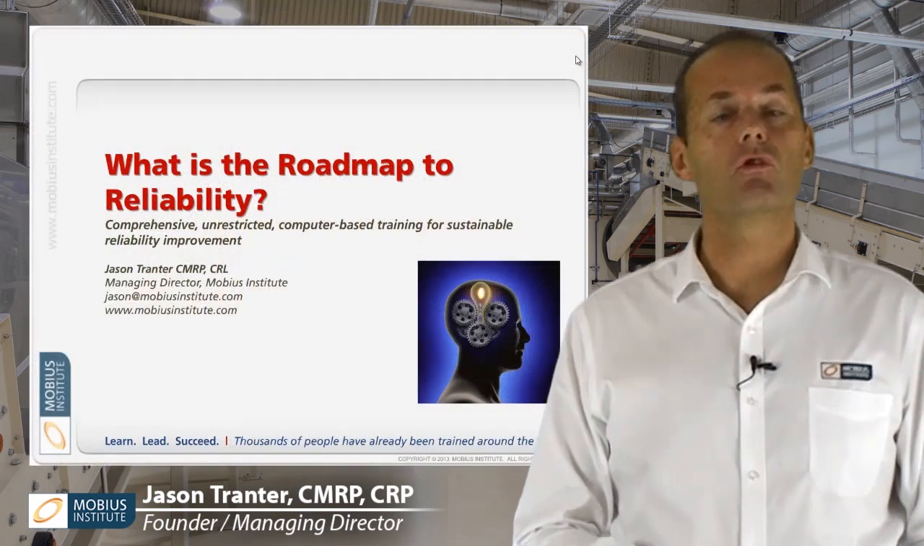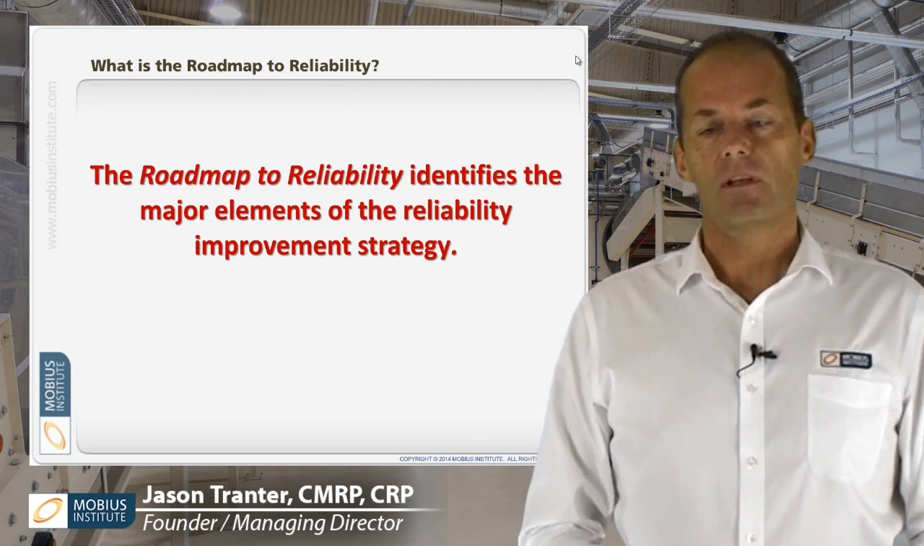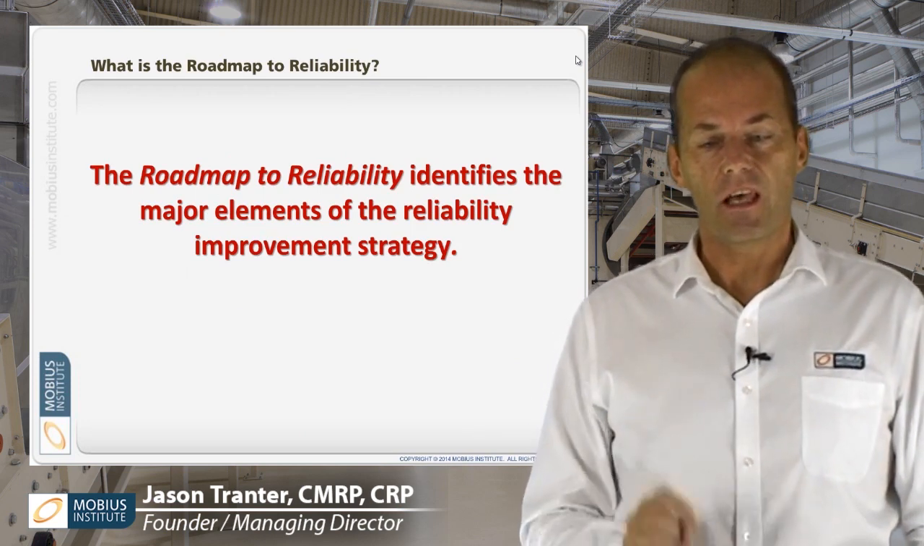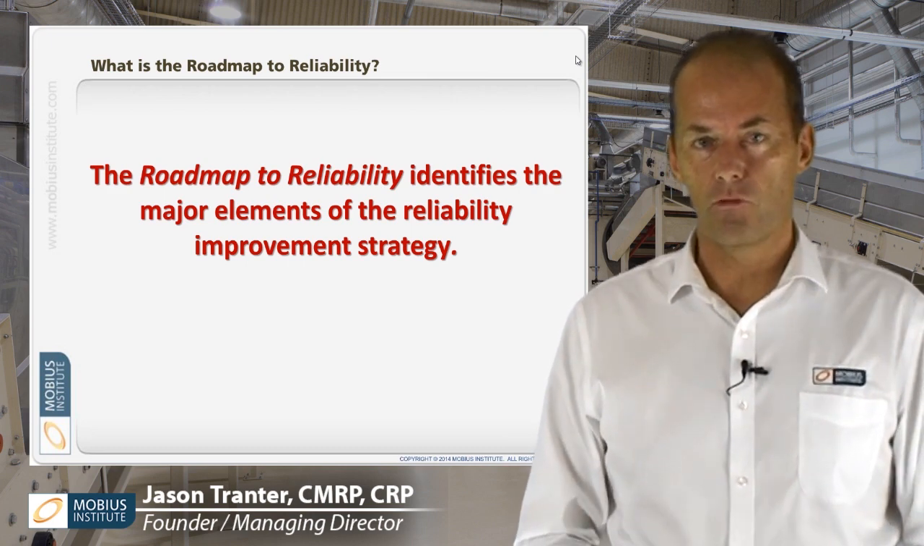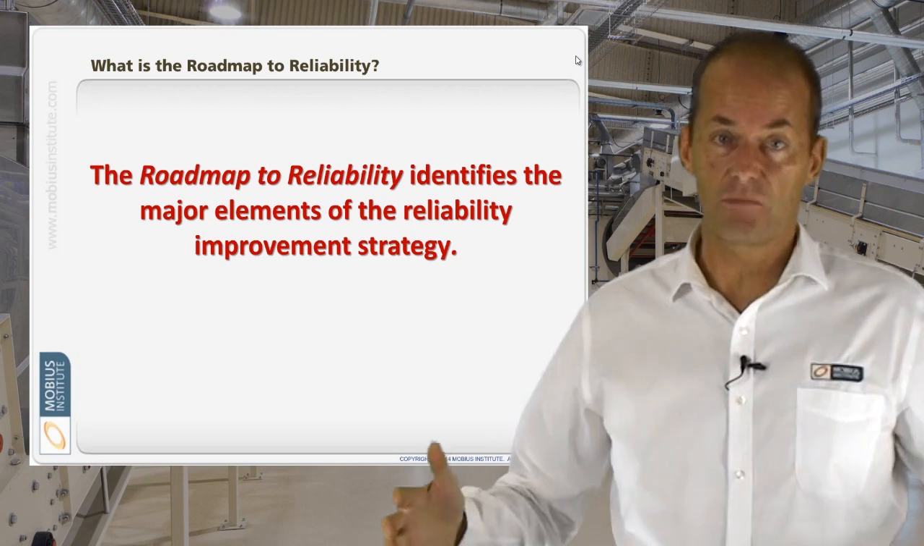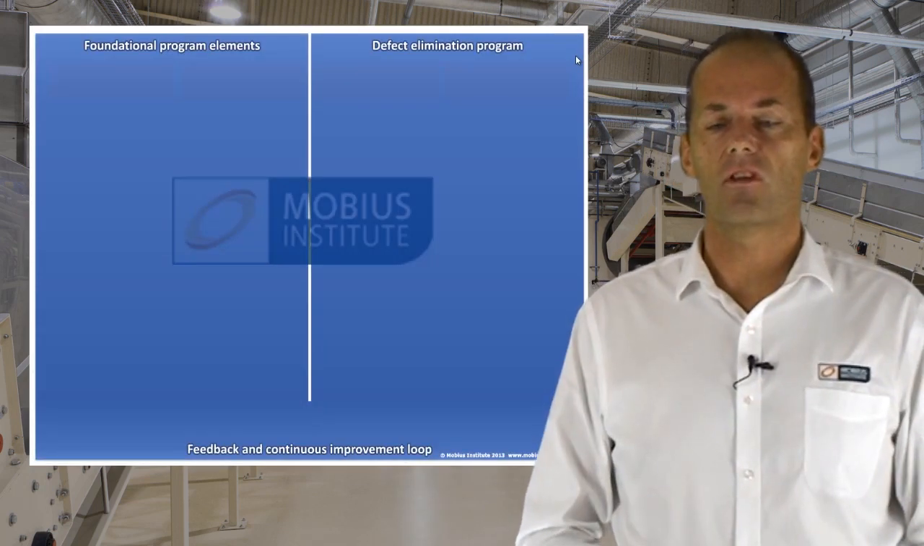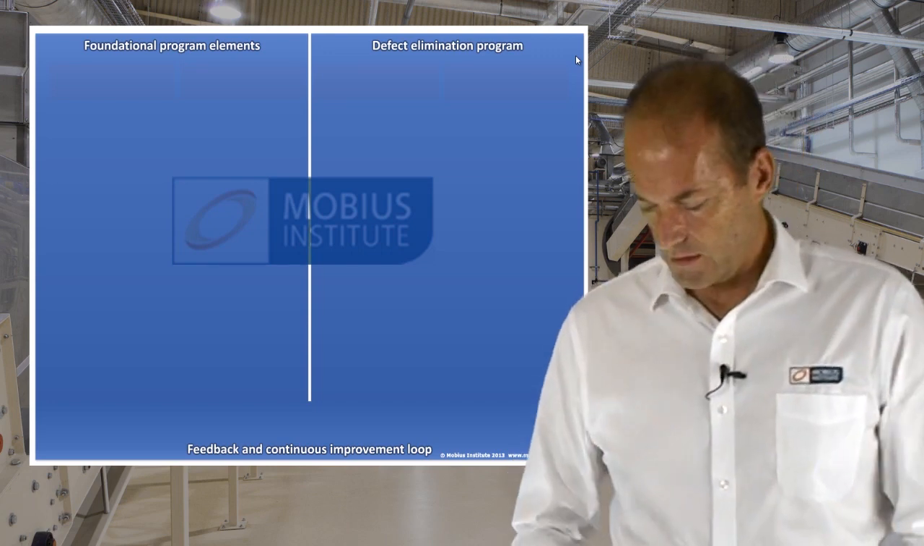In this presentation we're going to give you a brief introduction to the Roadmap to Reliability. The Roadmap to Reliability identifies the major elements of the reliability improvement strategy. Now, we do have a much longer video on this particular topic if you would like to go through it, but this is just a brief introduction. Basically it looks like this.